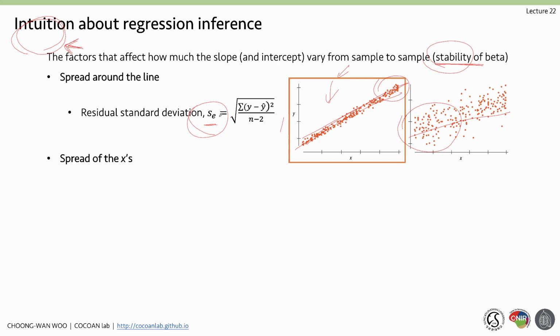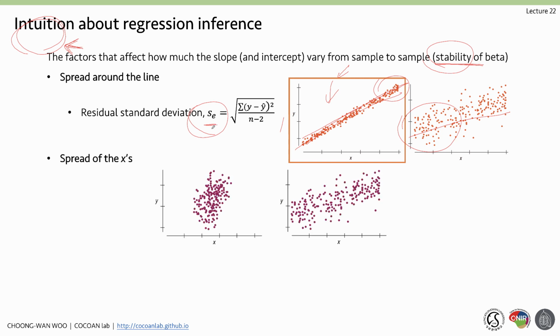Also, interestingly, the spread of x is really important. Which one would you say is more stable? I would say this one is much more stable, because if we remove some of the dots, the line will be similar, but a small removal of dots here will change the line dramatically.